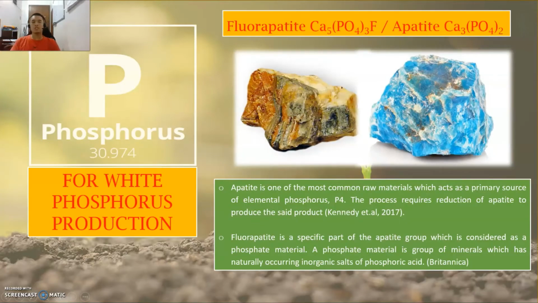One of which is the fluorapatite or apatite. Apatite is one of the most common raw materials, which acts as a primary source of elemental phosphorus, P4. The process requires the reduction of apatite to produce the said product, phosphorus. Another apatite type is fluoroapatite. Fluoroapatite is a specific part of the apatite group which is considered a phosphate material. A phosphate material is a group of minerals which has naturally occurring inorganic salts of phosphoric acid.